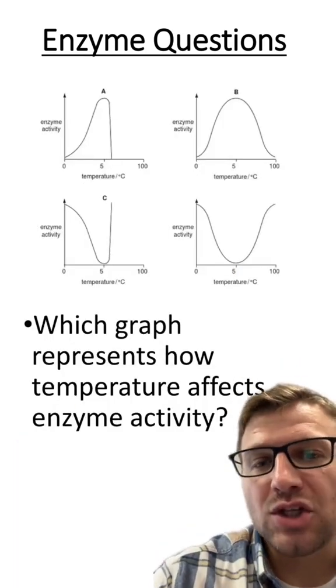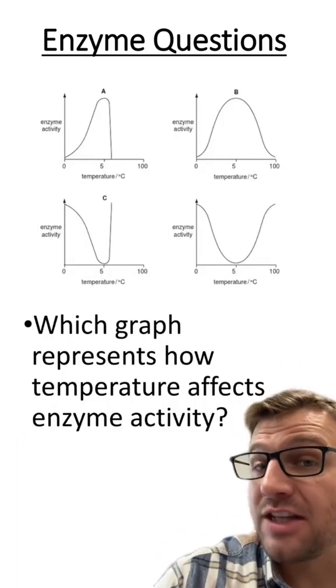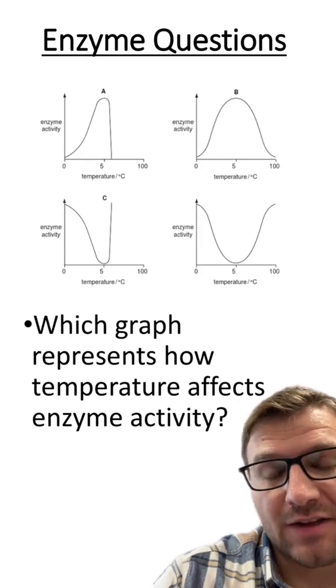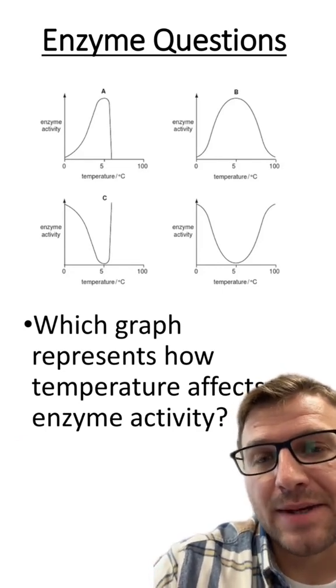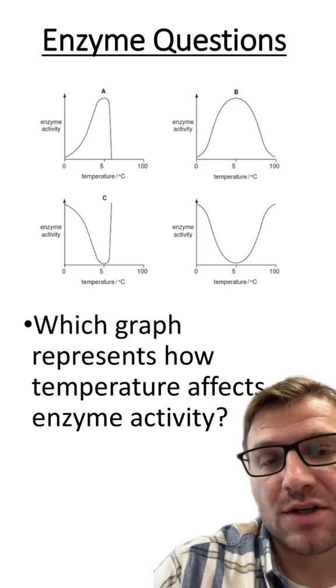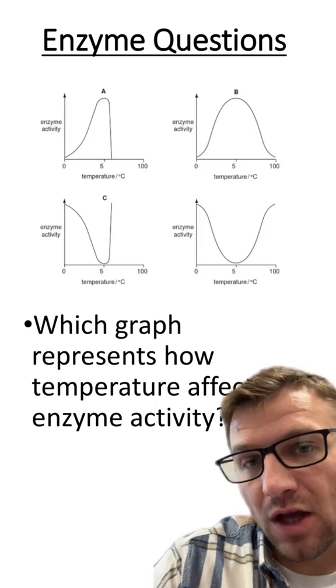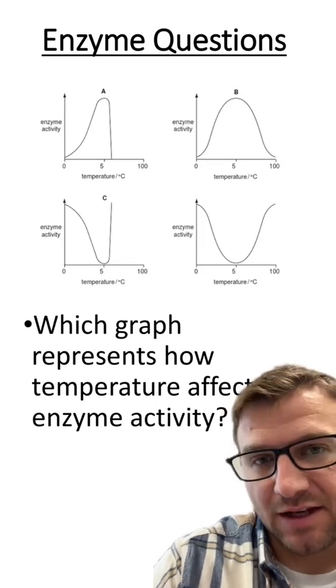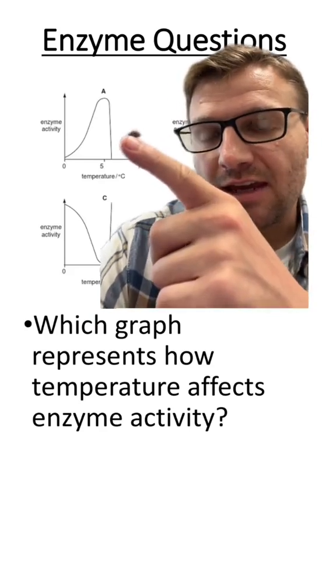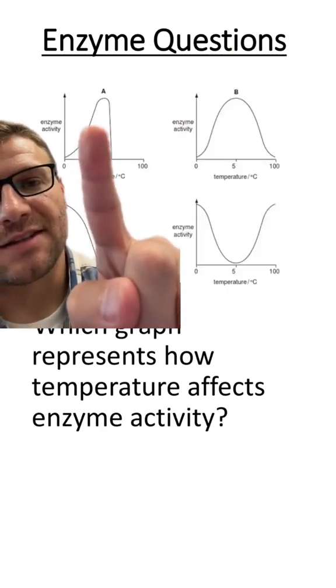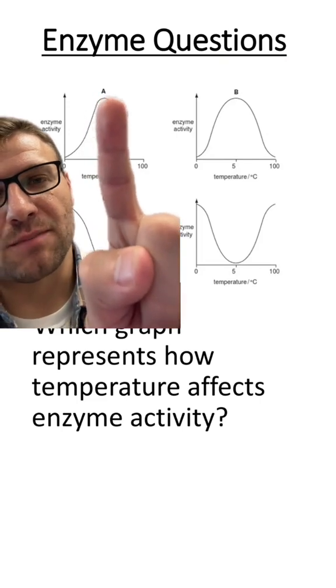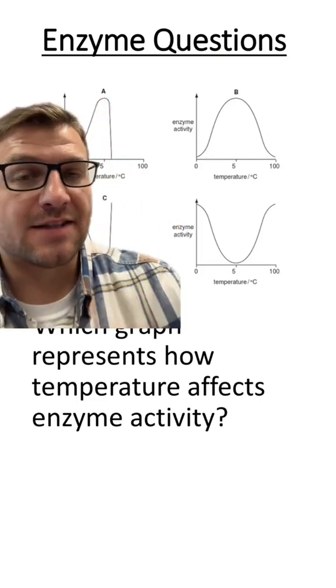And lastly, which graph best represents how temperature affects enzyme activity? You can see in all the graphs, the enzyme activity is on the y-axis and temperature is on the x-axis. The higher the line, the more activity, and the lower the line, the less activity. The answer to this question is A. As the temperature rises, enzyme activity also increases till a certain point when it drops down because the enzyme denatures.